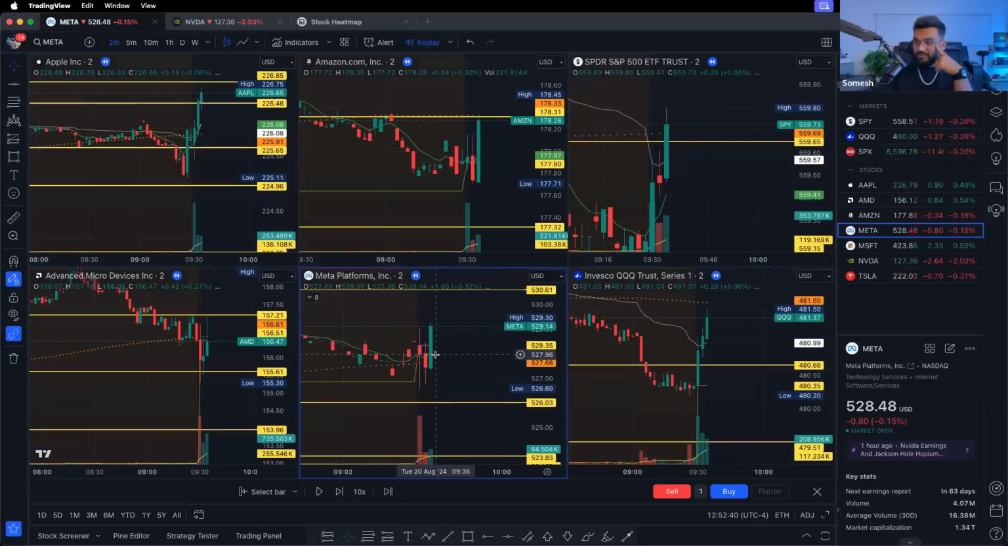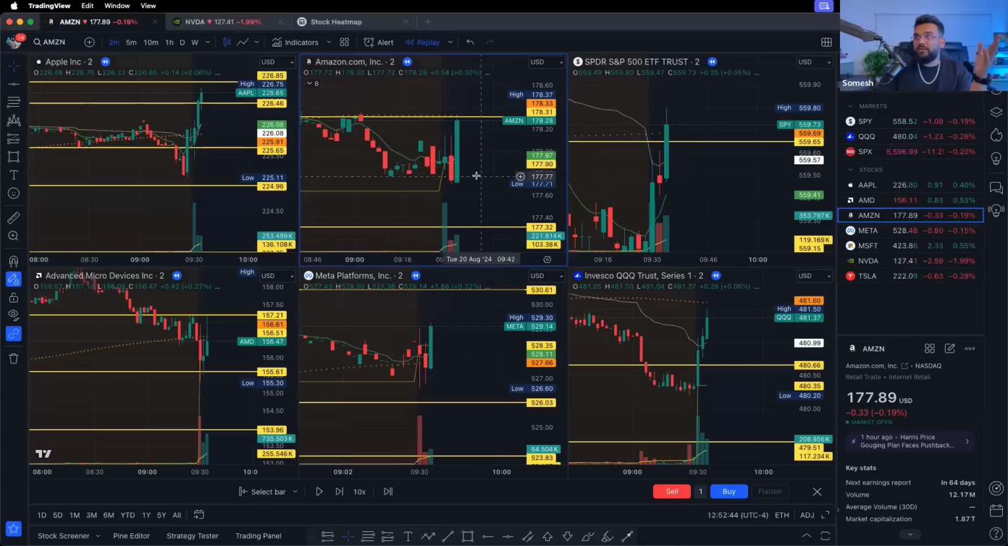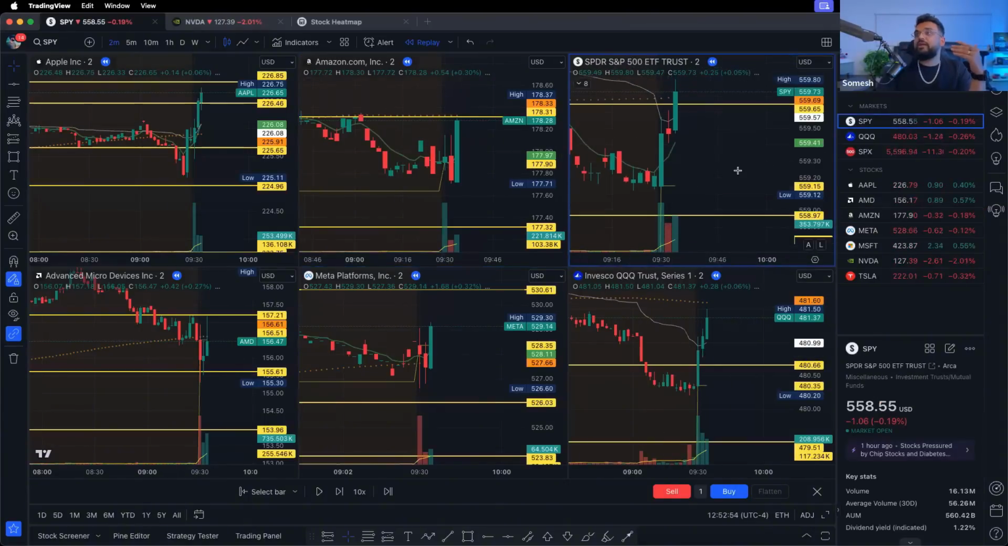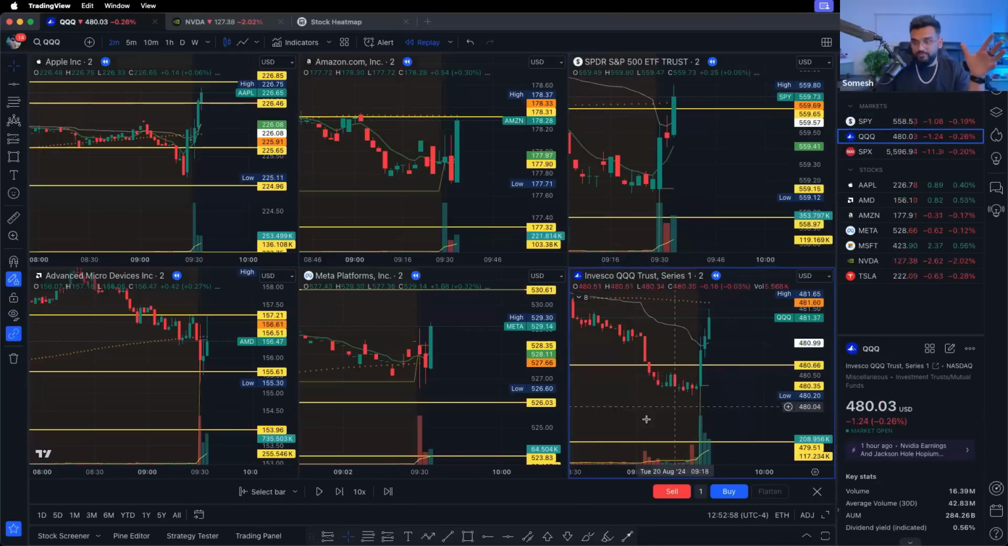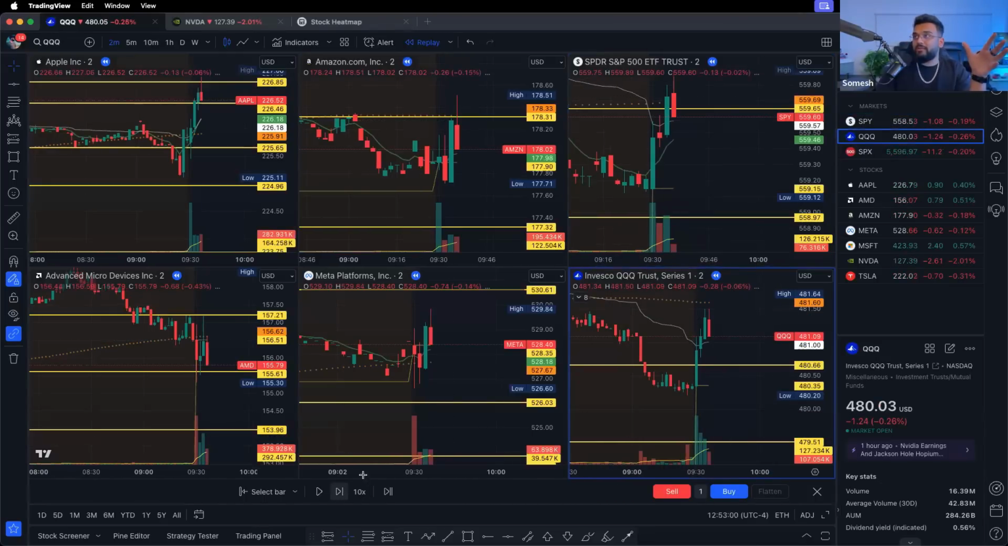No. What's Meta doing? Chop. What's Amazon doing? Any trend? No. Apple has a trend. AMD, still chop. So now we got three names: Apple, SPY, and QQQs. These three names have decent trend. But any pullback on anything that's contained? Nothing. So we got one more candle.